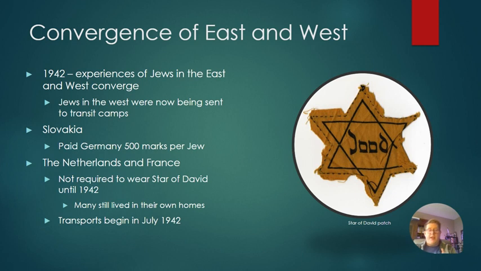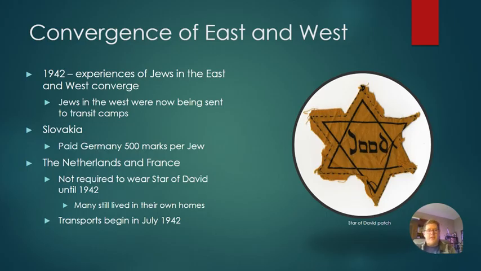Looking at Slovakia specifically, this is the first of Germany's partner states to hand over the Jews in their jurisdiction. And they paid Germany 500 marks per Jew to basically get rid of them. And they would pay a little bit extra if that meant taking their children as well.